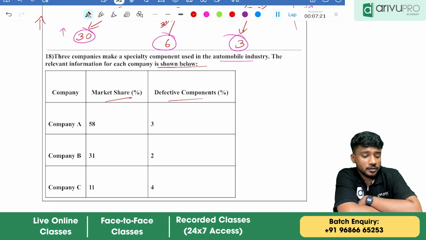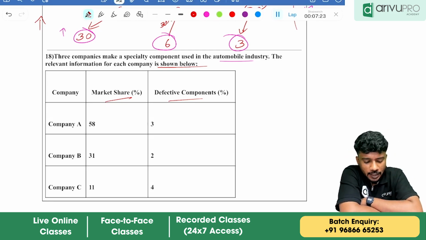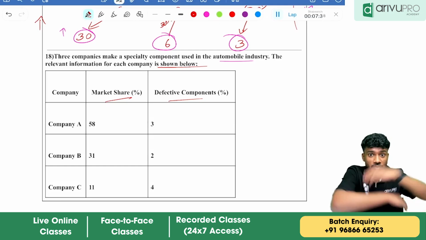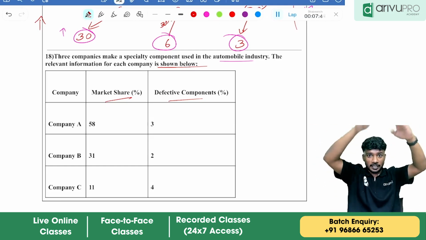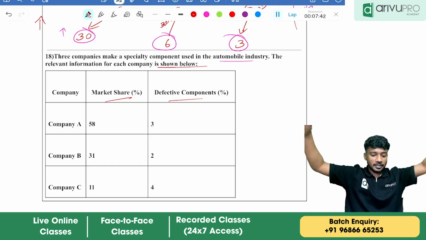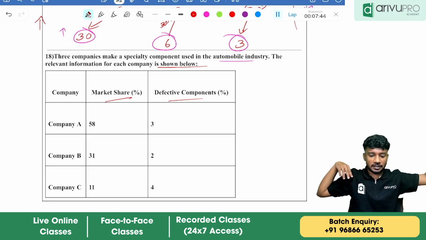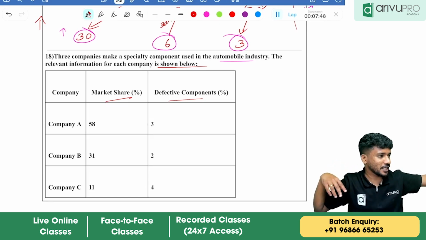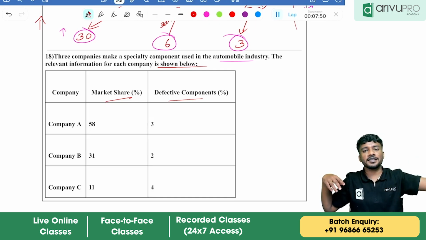Okay. 3 companies, company A, B, C. Market share of them also is given. So if 100% is there in total, company A has 58%. Company B has 31%. Then company C has 11%. So 3 branches will be there. 3 lines will be there. Then from those 3 lines, company A 3% is defective. That means 3% into 58%. Okay. Then company B 2% into 31.